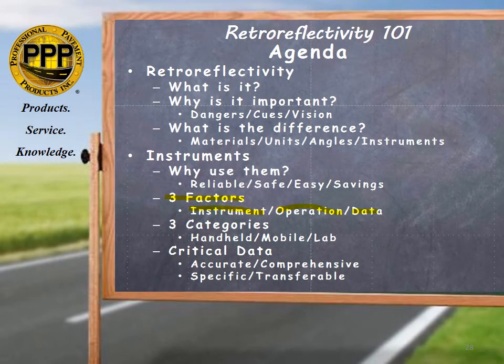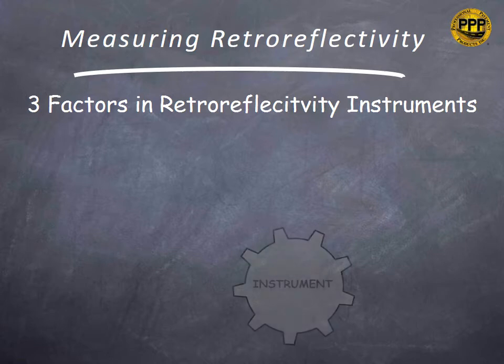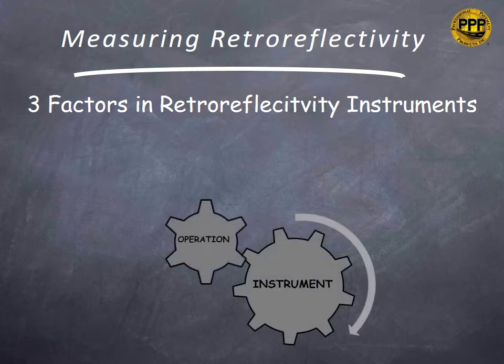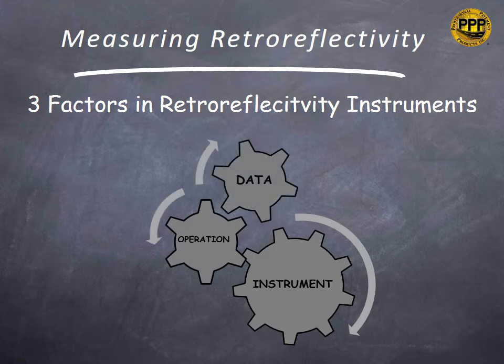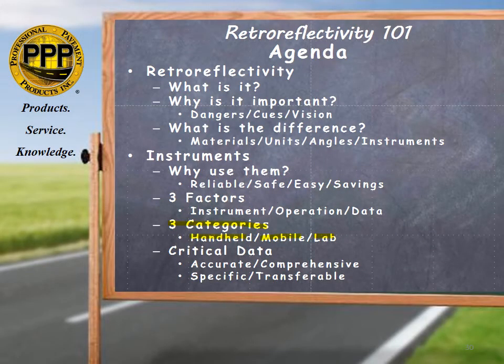Now let's move on to the 3 factors that affect retroreflectivity measurement. There are 3 primary factors in using retroreflective instruments. You must have a quality instrument, operate it properly, and record the right data. Next is the 3 categories of retroreflectivity equipment.